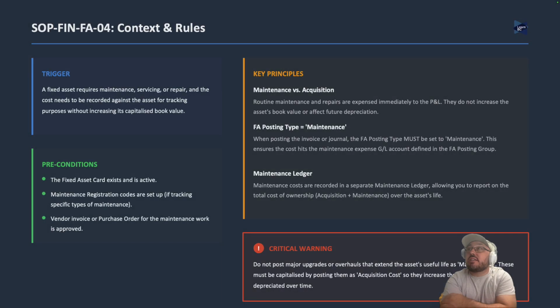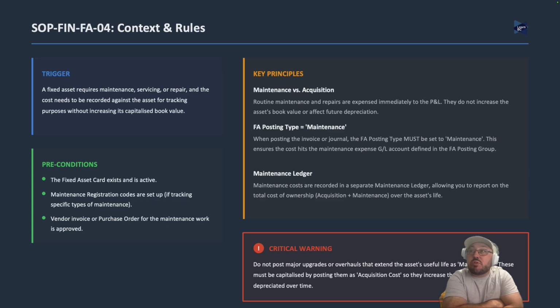The trigger for this is a fixed asset requires maintenance, so servicing or repair, and the cost needs to be recorded against the asset for tracking purposes without increasing its capitalized book value. Now, the preconditions: the fixed asset card exists, so we've got our, I think it was a tractor or a truck that we created. It's there, it's active, we've already done our first month's depreciation, and the maintenance registration codes are set up if tracking specific types of maintenance.